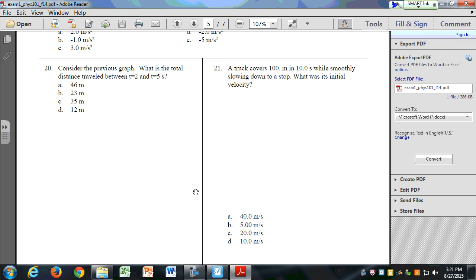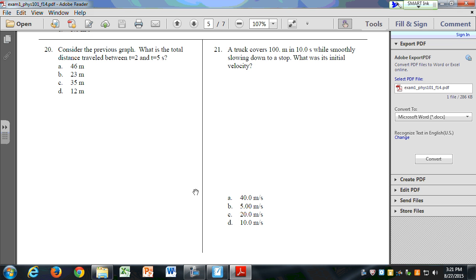Number 21. Let's look at this one. This one's a little trickier, a little more difficult. A truck covers 100 meters in 10 seconds while smoothly slowing down to a stop. So it covers x equals 100 meters in a time of t equals 10 seconds. All right, what was its initial velocity?